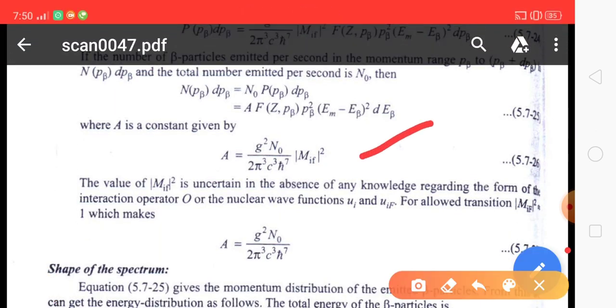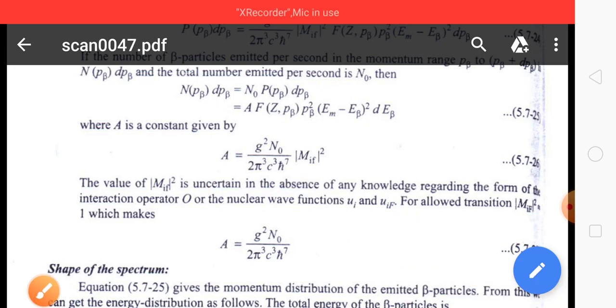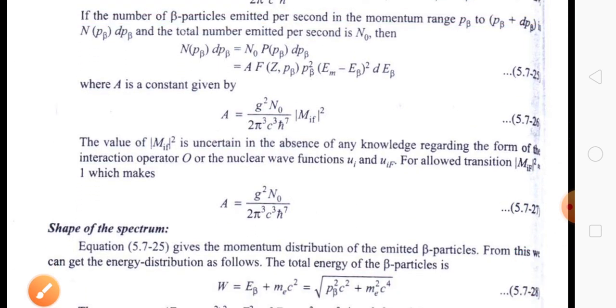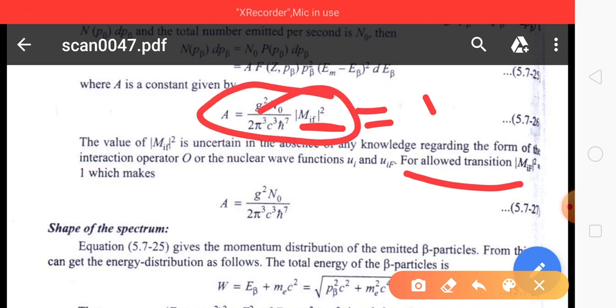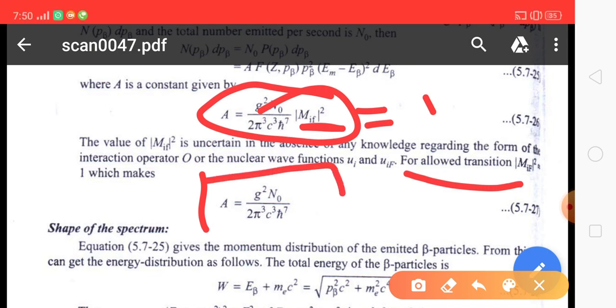this much. The value of M_if squared is uncertain in the absence of any knowledge regarding the form of the interaction operator O or the nuclear wave functions psi_i and psi_f for the initial and final states. For an allowed transition, this term M_if squared, that is the matrix element term, is equivalent to 1. Hence this equation reduces to A equals g squared N naught divided by 2 pi cubed c cubed into h-cross raised to 7. Okay.